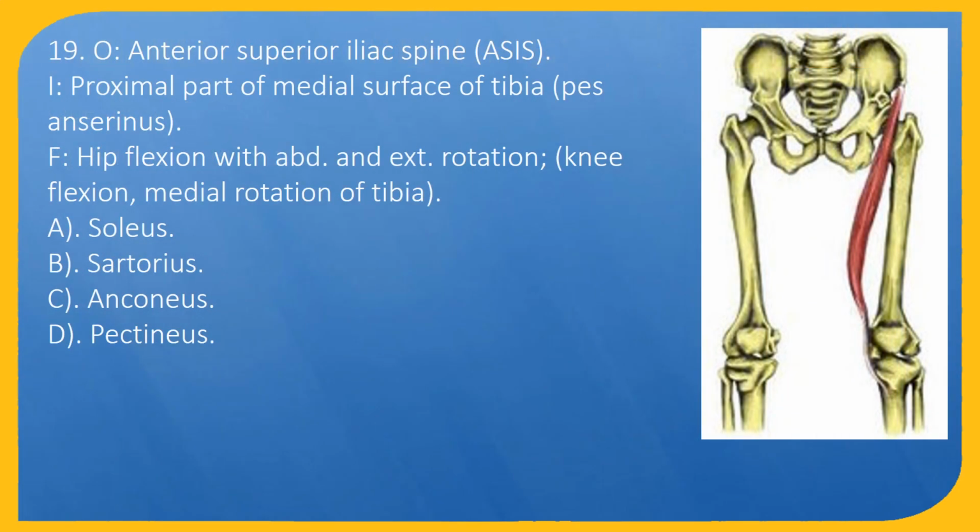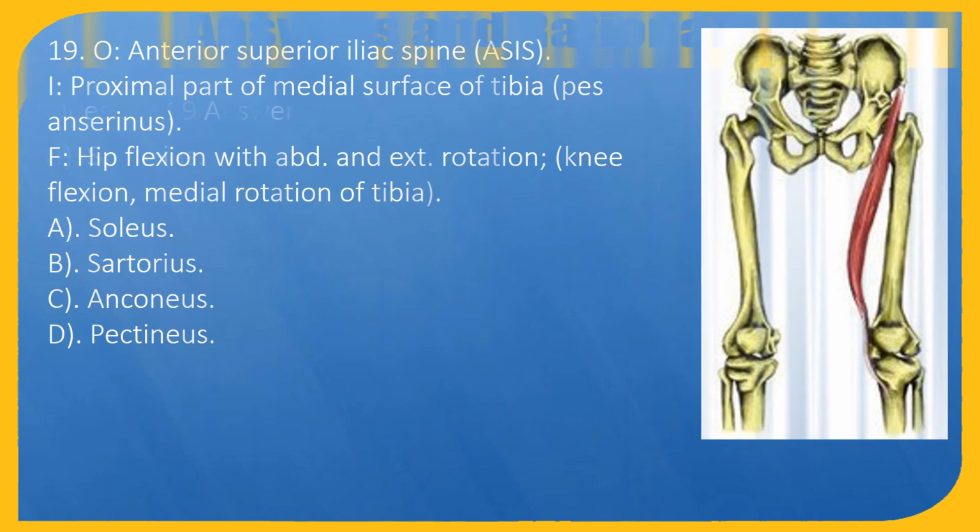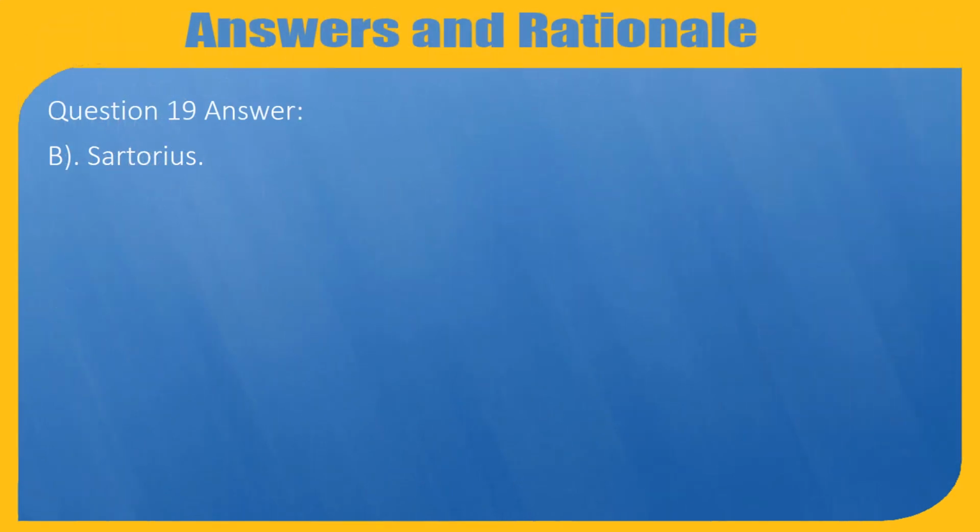Question 19. O: anterior superior iliac spine, ASIS. I: proximal part of medial surface of tibia, pes anserinus. F: hip flexion and rotation, knee flexion, medial rotation of tibia. A. Soleus. B. Sartorius. C. Anconeus. D. Pectineus. Question 19 Answer B. Sartorius.